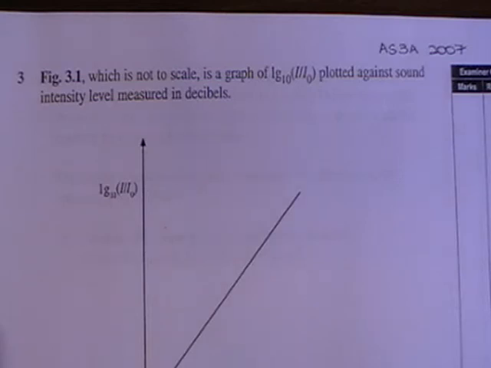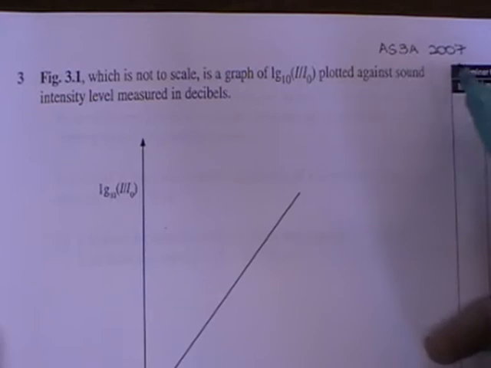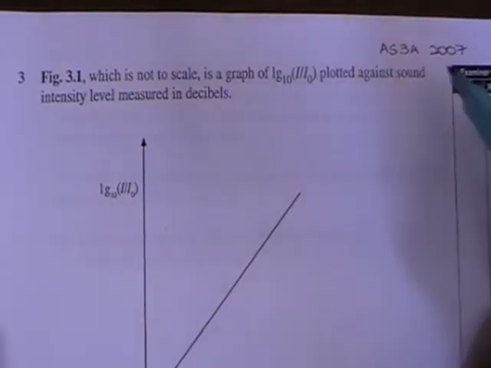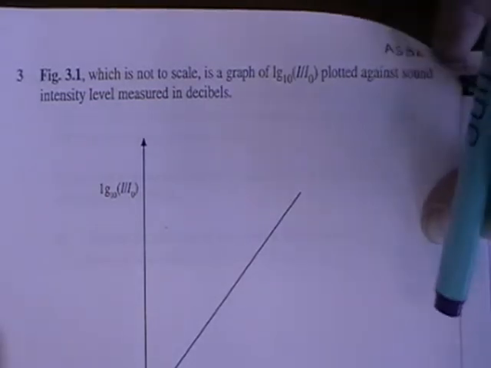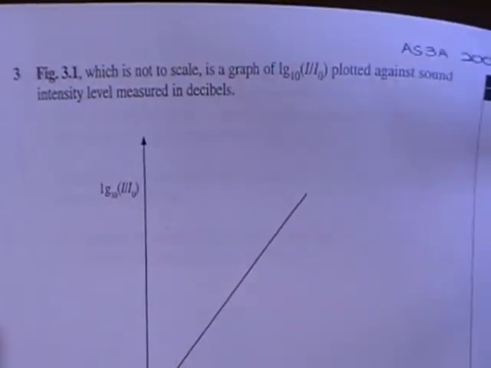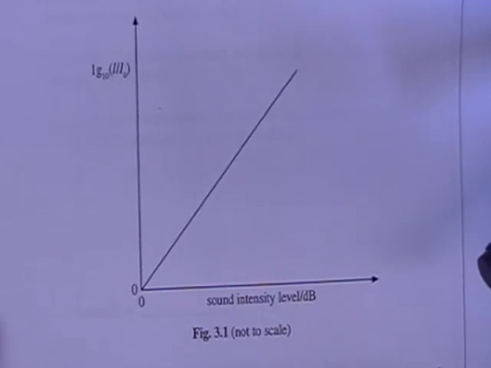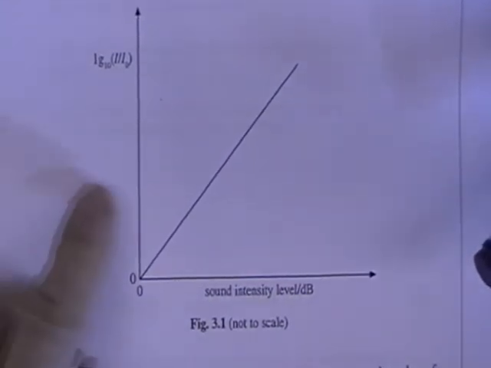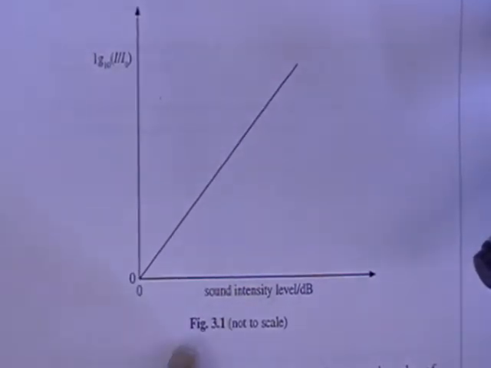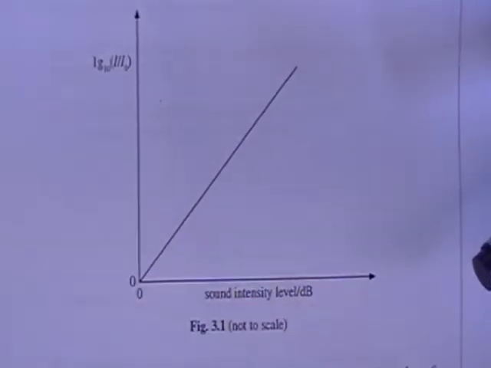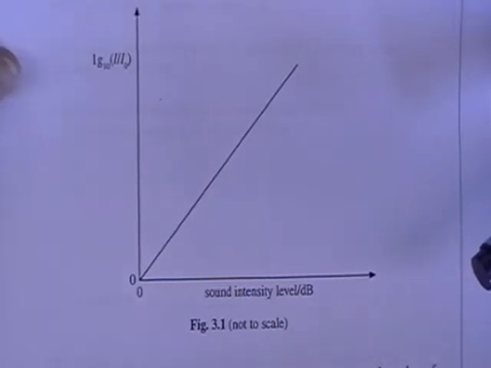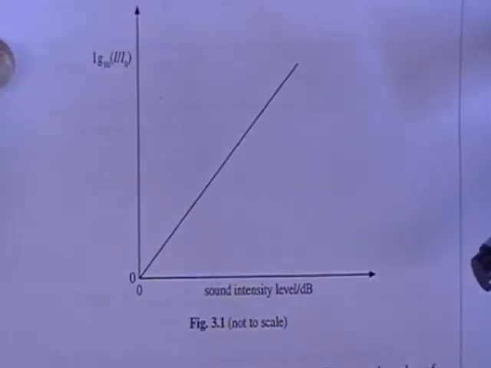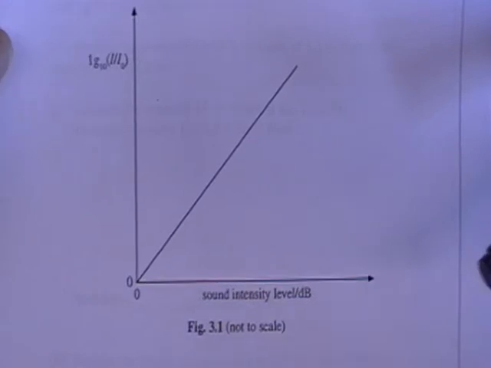This is Year 13 Physics AS2, and this question is from AS3 2007. Question 3. Figure 3.1, which is not to scale, is a graph of the log to the base 10 of I over I naught, plotted against sound intensity level measured in decibels. So you can see log I over I naught here and intensity levels in decibels here. Use the defining equation for sound intensity level to state the value of the gradient of this graph.